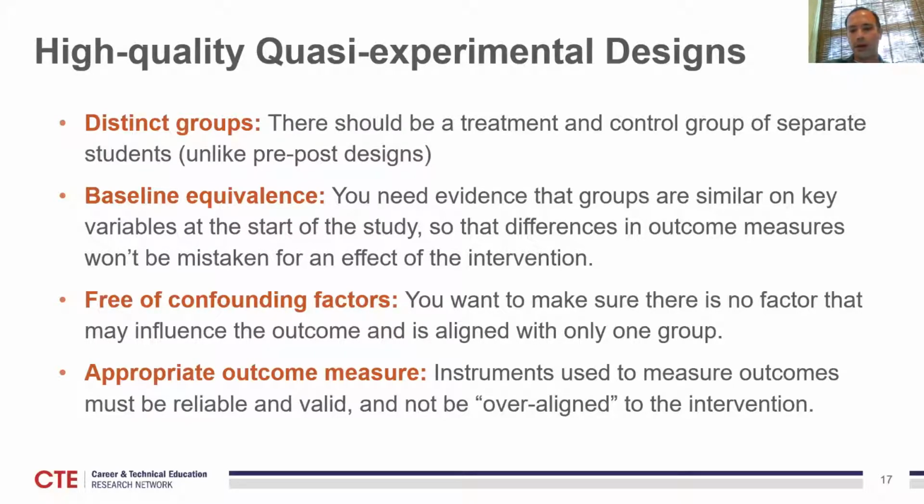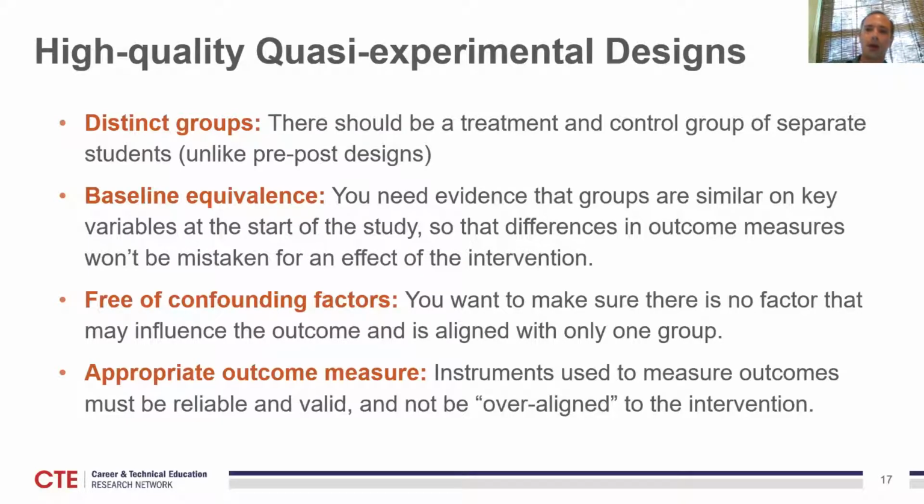So, free of confounding factors. You also want to make sure that there's no component or factor of the study that may influence the outcome and is aligned with only one study condition for a group. If a factor is present in one condition but not in the other, it's impossible to separate the effect of the intervention from the effect of the confounding factor.